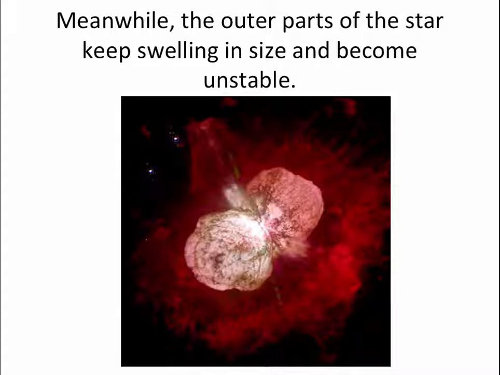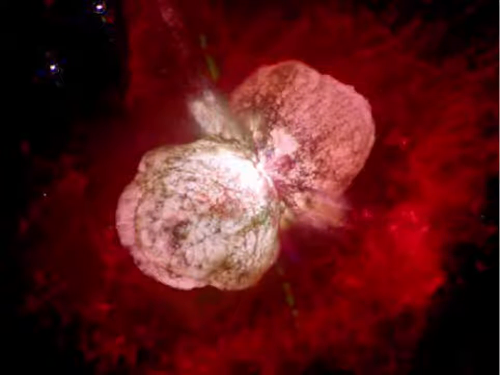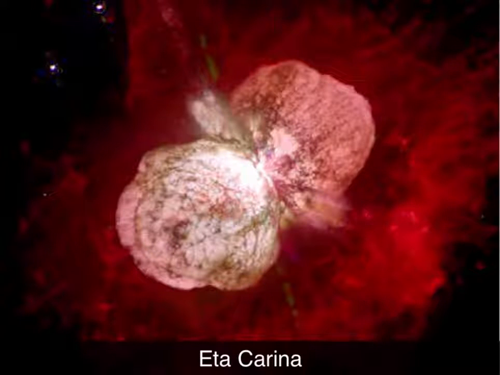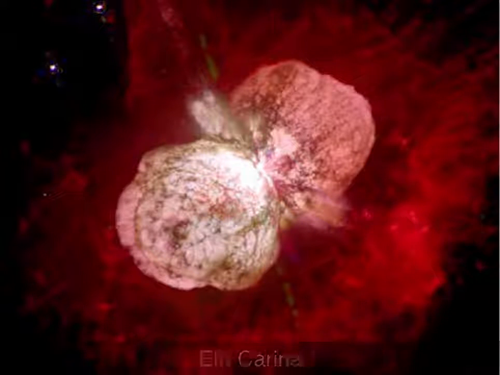In the meantime, the outer parts of the star keep swelling, and in these massive stars there's so much energy coming out of the core, and the outer layers get so fluffy that the outer part of the star becomes unstable. This is a picture, it's not an artist rendering, this is a picture taken by the Hubble Space Telescope of a star called Eta Carina. Eta Carina is about 100 times the mass of the Sun, and it's a moderately faint star these days. You had to be in the southern hemisphere to see it, and if you were to look at it, you wouldn't think there's anything special about it.